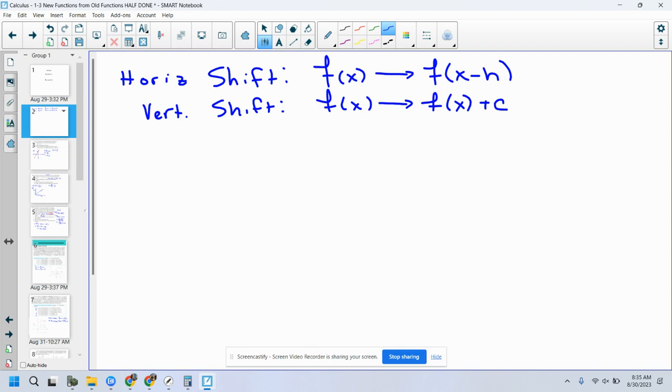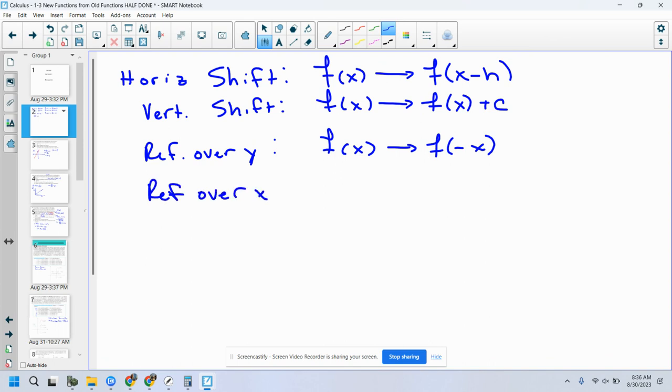Okay? And then we have the reflection over the y-axis. Now, for the reflection over the y-axis, that means I change the x value. It's always the opposite. F of x is going to map to f of negative x. That means I go inside the function, I put in negative x instead of x. Reflection over the x-axis is going to take f of x, it's going to change the y value, negative f of x. It's going to put a negative on the outside, turn every term negative.